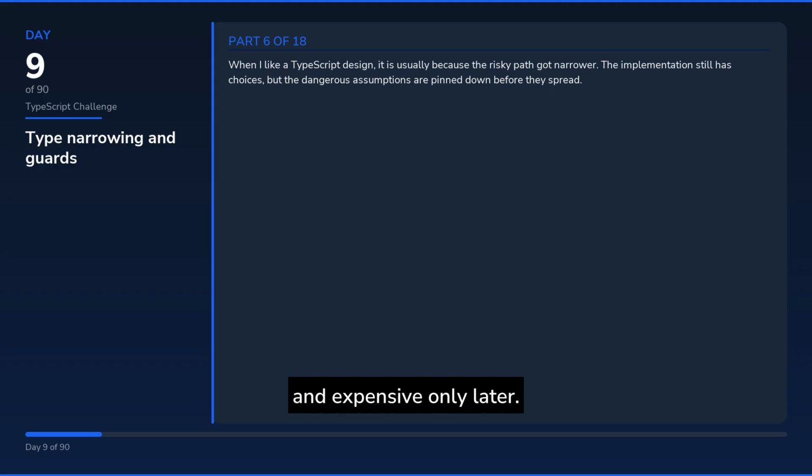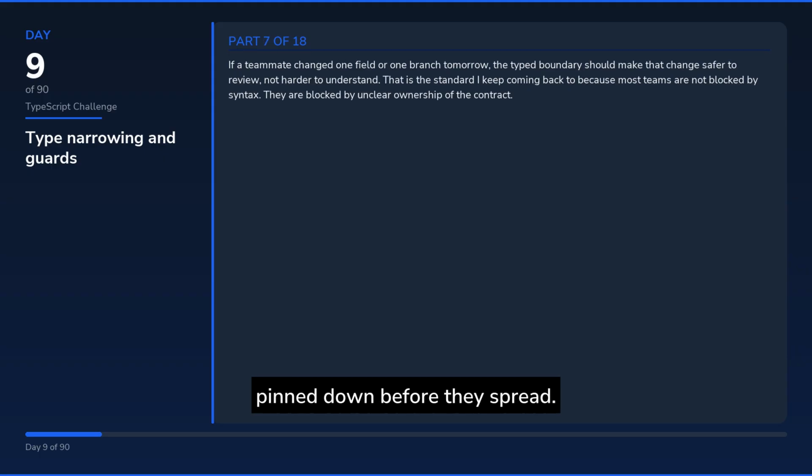When I like a TypeScript design, it is usually because the risky path got narrower. The implementation still has choices, but the dangerous assumptions are pinned down before they spread. If a teammate changed one field or one branch tomorrow, the type boundary should make that change safer to review, not harder to understand. That is the standard I keep coming back to because most teams are not blocked by syntax. They are blocked by unclear ownership of the contract.